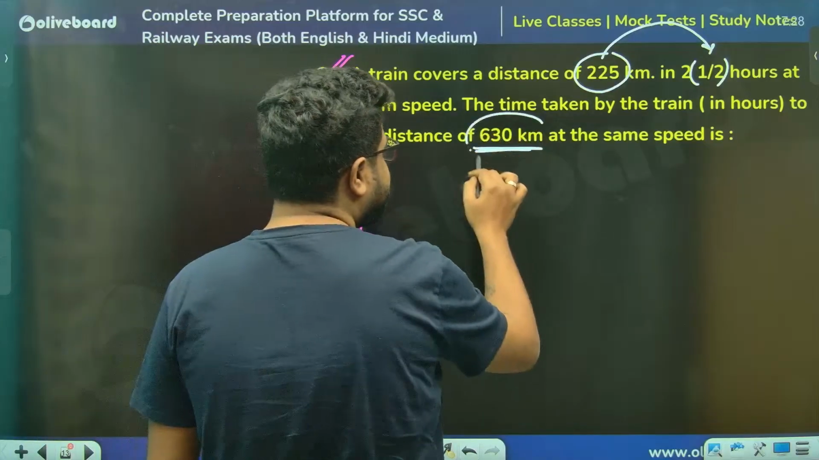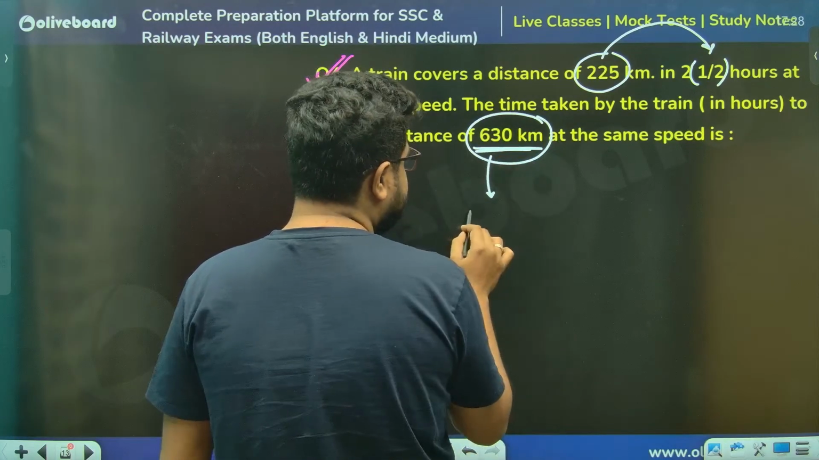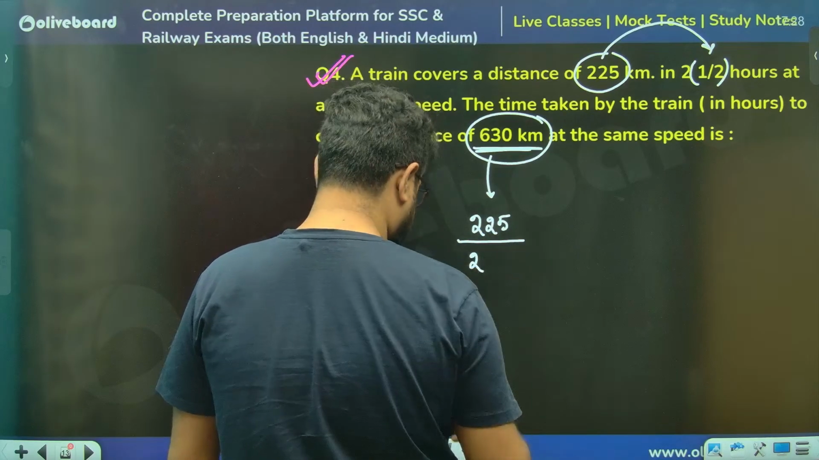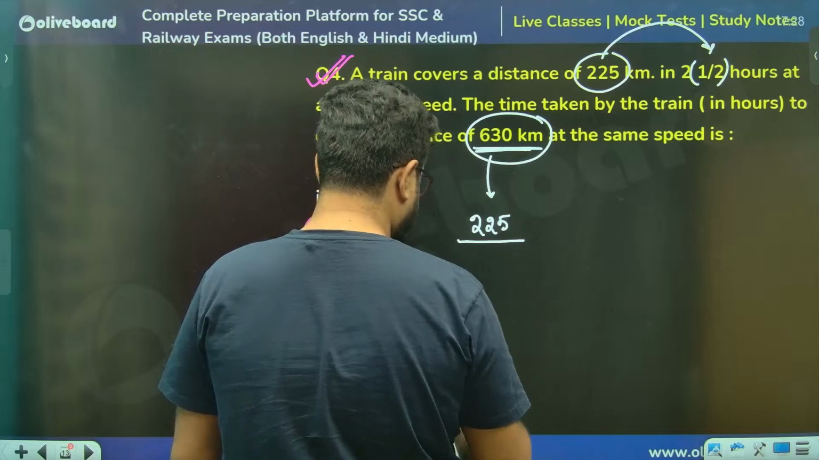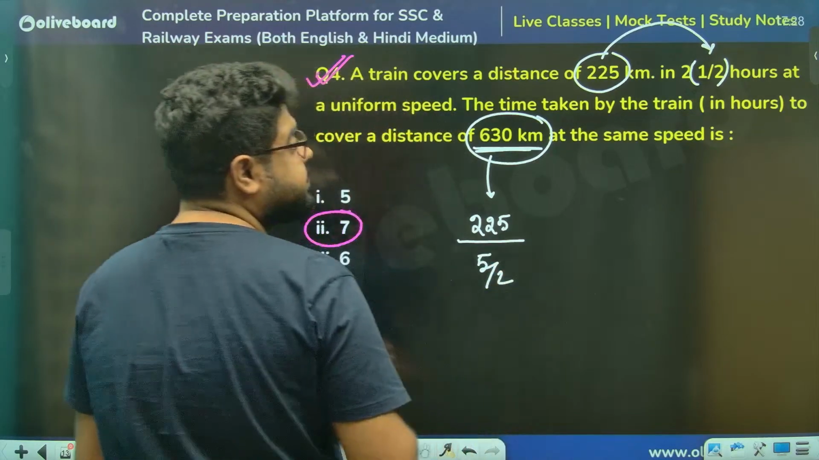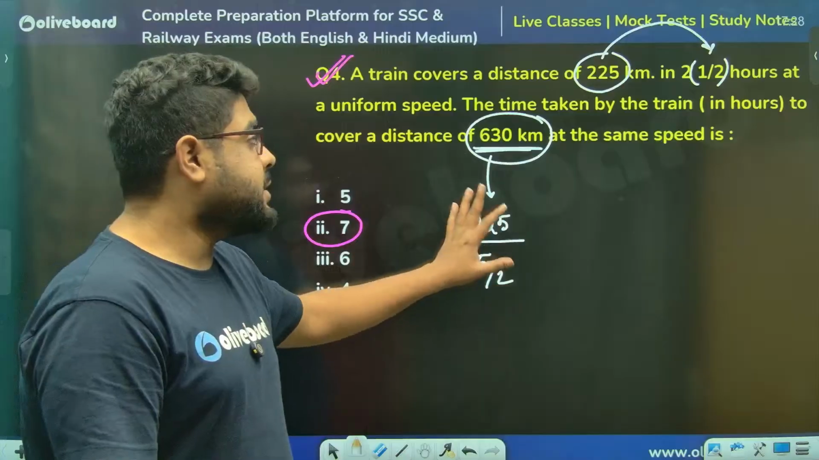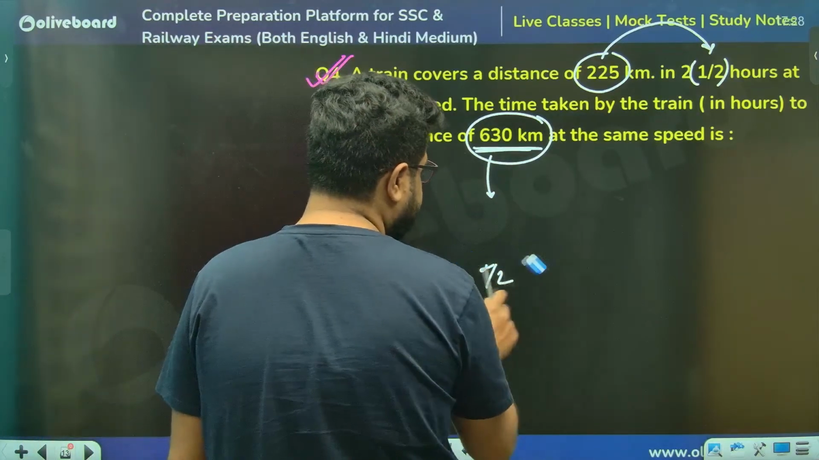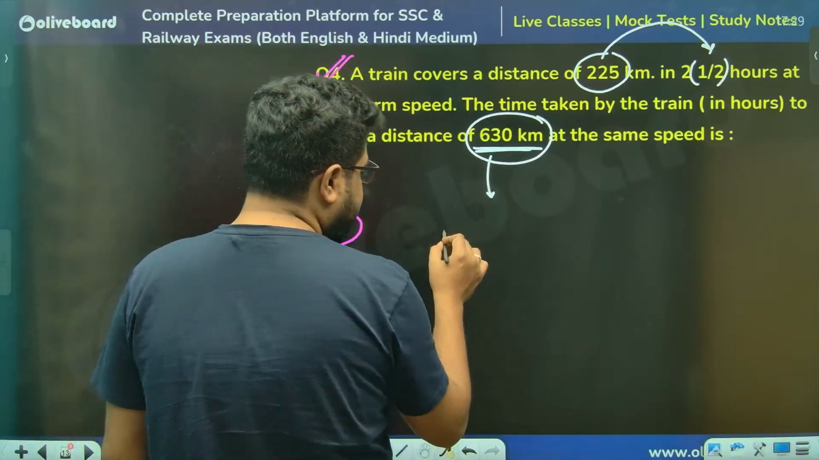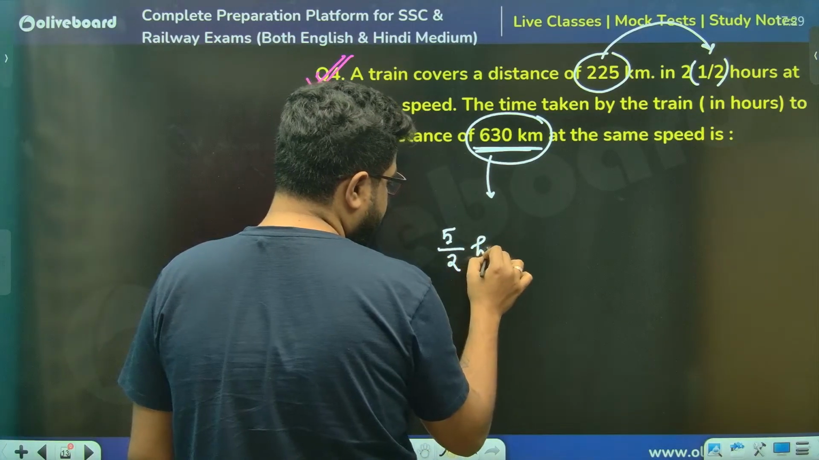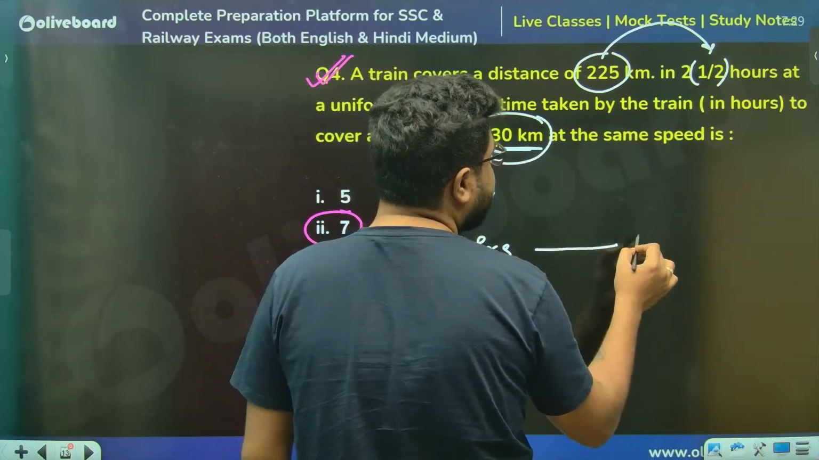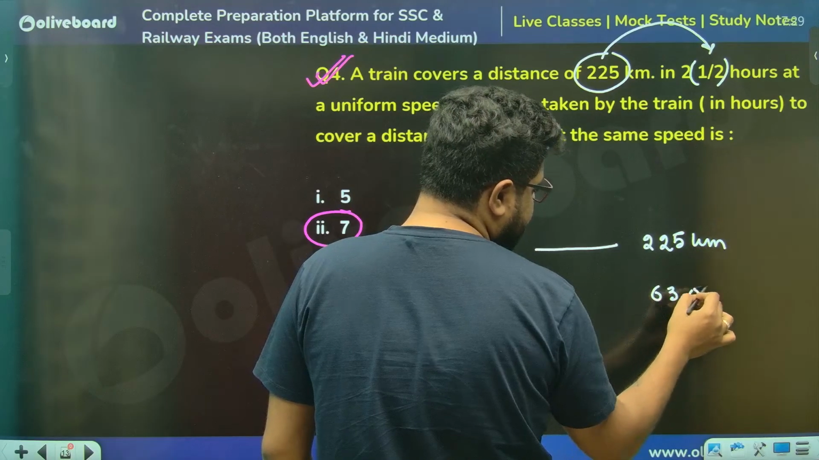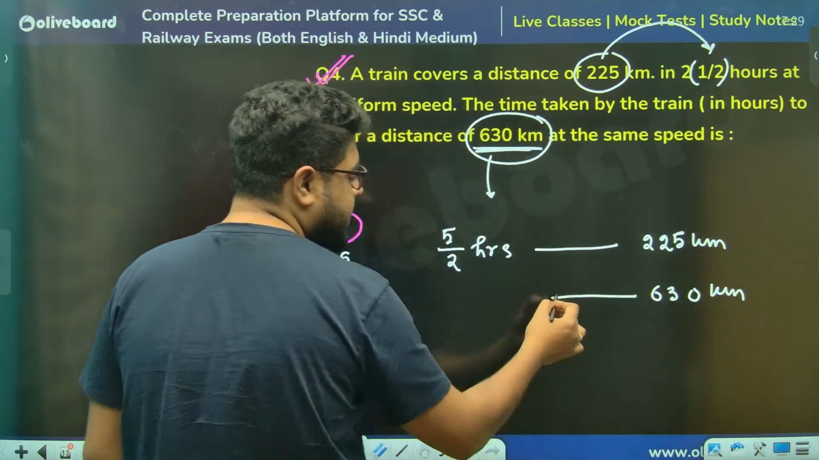Then this much distance it will go in how many hours? So you will say, sir, 1 kilometer it goes in 5 by 2 divided by 225 hours. Correct, sir? This is speed. अच्छा, sorry, मैं क्या बोला? एक काम करो, मैं उल्टा लिख दिया. Sir, think. In 5 by 2 hours, it is going 225 kilometers. And I need the time for it to go 630 kilometers.